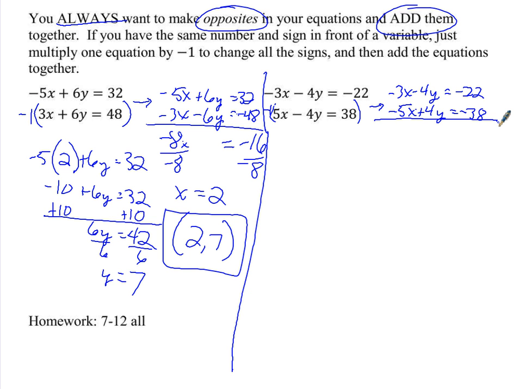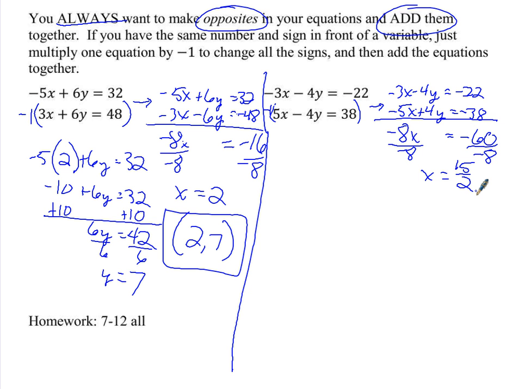And if we add, what do we get? Don't forget the x, -8x. That's -60. All right, now what? Divide both sides by the negative 8. And we get x equals positive, because it's a negative divided by a negative. And then 60 over 8 reduces to 15 halves.